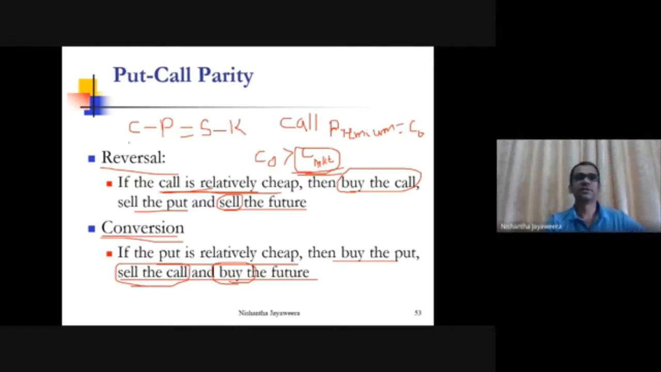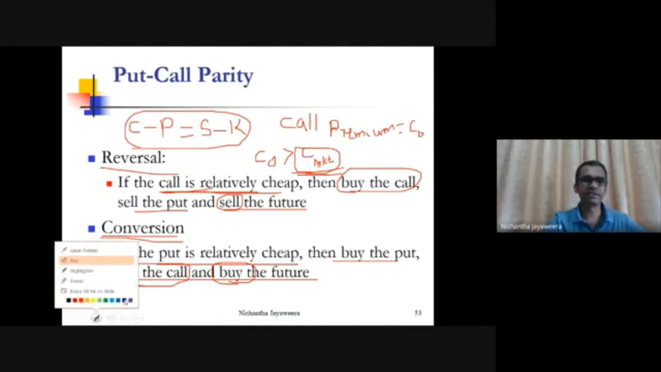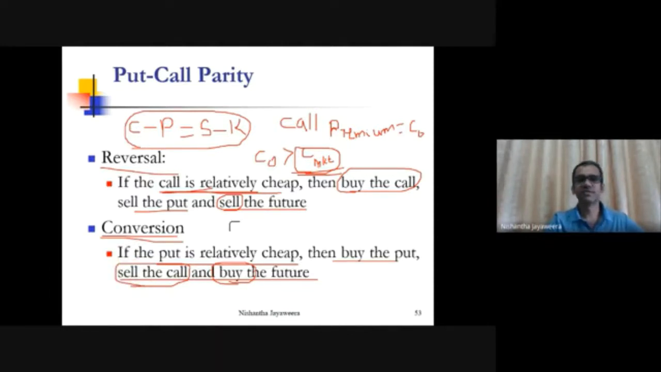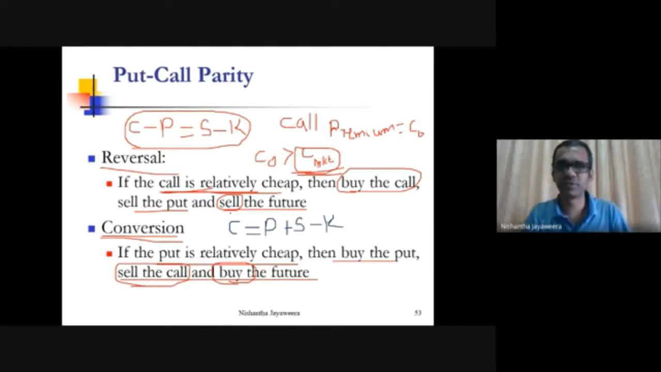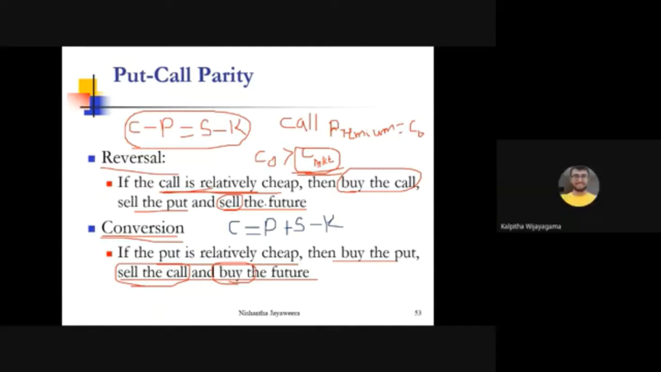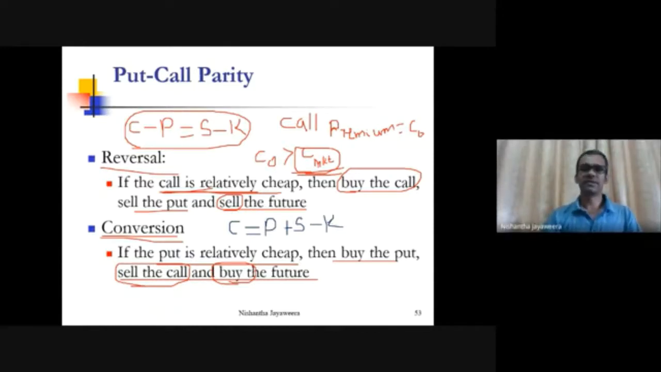I'll explain. So this is the put call parity equation. We can rearrange this. How? We can say C equals P plus S minus K. Correct? We can say call premium equals the put premium plus spot price minus strike. That's right. Okay. What does it mean?